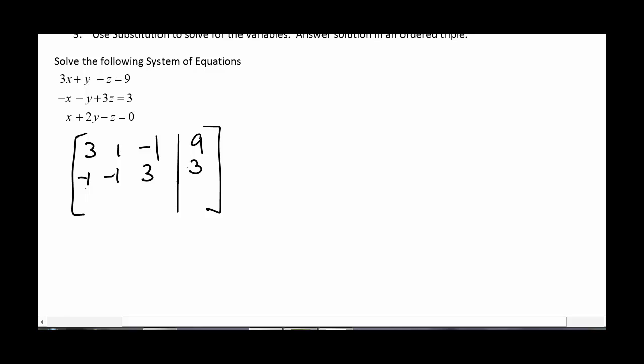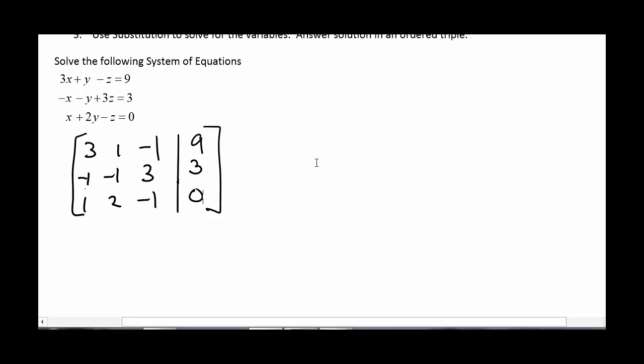Okay, so here's our first system of equations, and our very first task is to put it into augmented form. So that would be 3, 1, -1, 9, and already I'm making assumptions about space. Let me get a little bit more space there. Then -1, -1, 3, and 3, and 1, 2, -1, and 0.